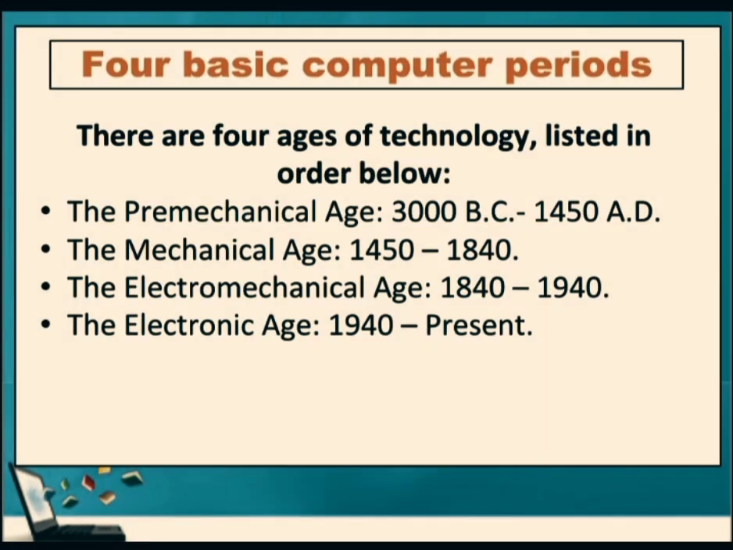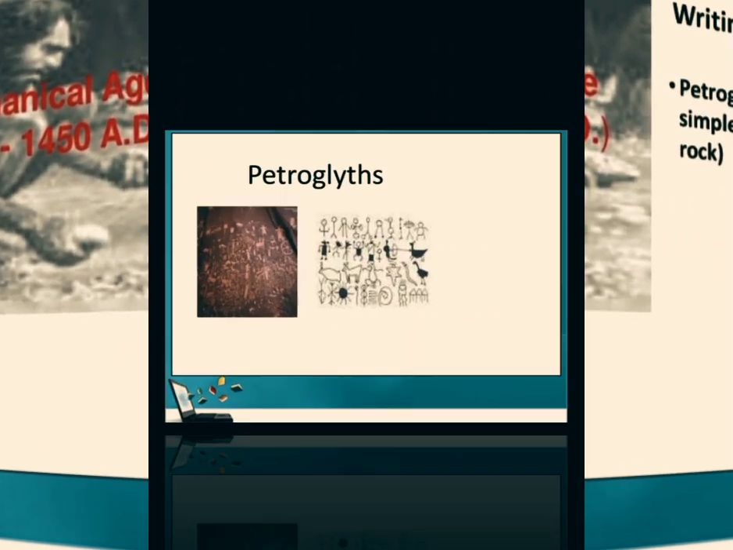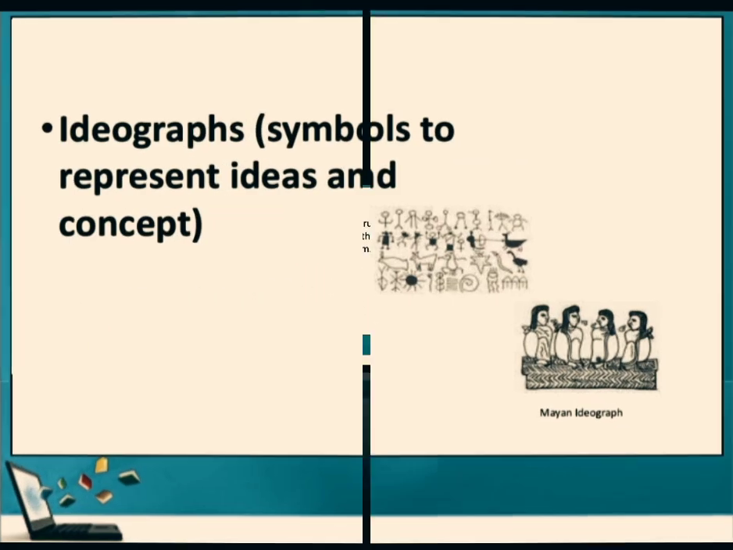I'm Marianne Vergara, and I'm going to talk about the ages of technology. Pre-mechanical age, writing in alphabets like petroglyphs and ideographs. Petroglyphs are signs or simple figures carved in rock, while ideographs are symbols that represent ideas and concepts.